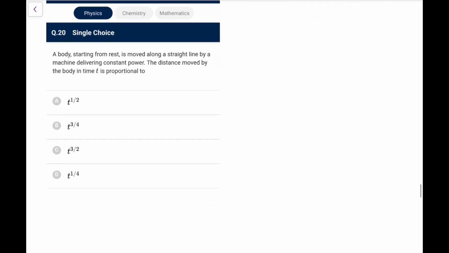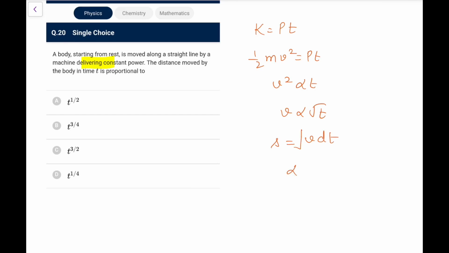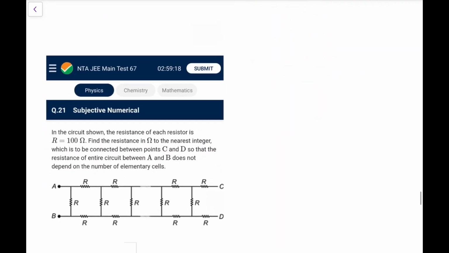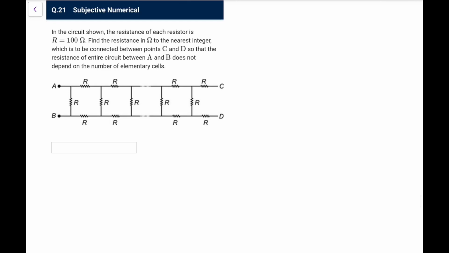Okay, next one. A body which starts from rest is moved along a straight line by a machine delivering constant power. Because power is constant, the kinetic energy at time T is Pt, and K is half mv square. This is a very general question. So v square is proportional to T, so v is proportional to root T. Displacement is the integration of v dt, so definitely that would be proportional to T to the power 3 by 2, because T to the power half integrated will give you T to the power 3 by 2. So it is C. So we are done with the straight objectives.